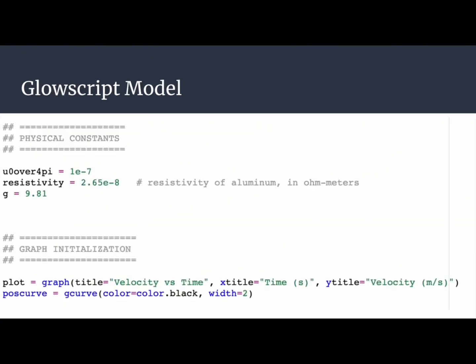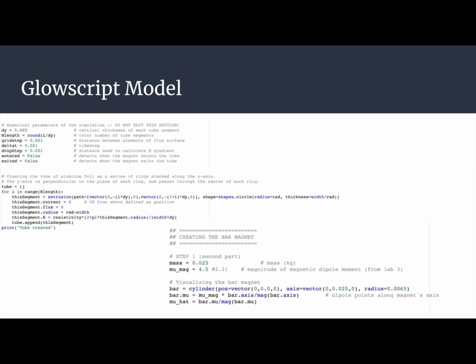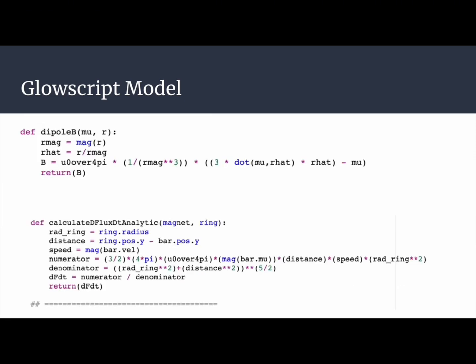For the computational model, we used GlowScript. As you can see, we first initialized all of our important physical constants, as well as the graph. Here we once more initialized more important numerical parameters and created the aluminum tube using the following lines of code, and we then created the bar magnet. After this, we defined the functions for both a magnetic field due to the dipole, or the magnet, and we created a function for the magnetic flux created by the bar magnet.